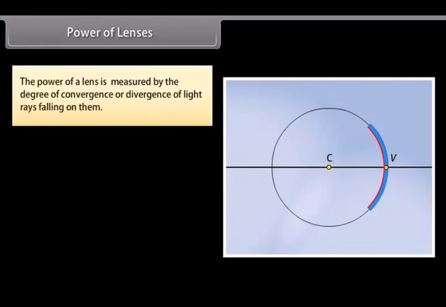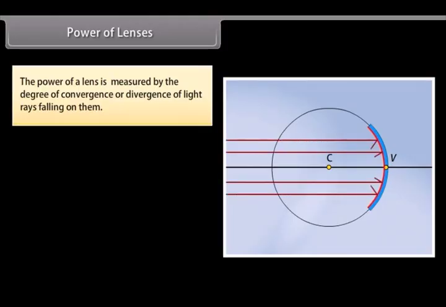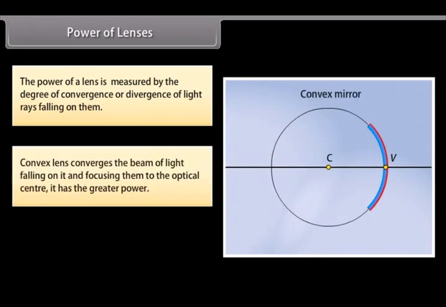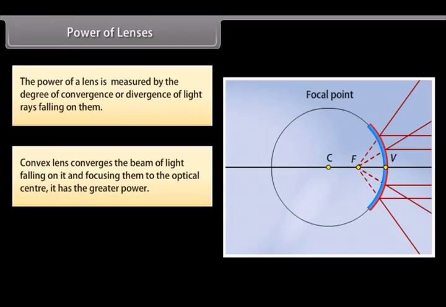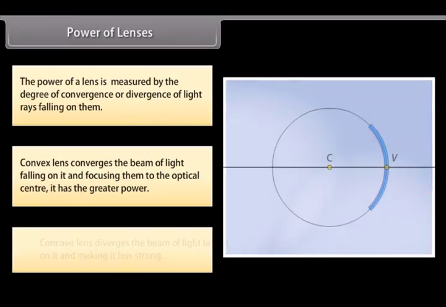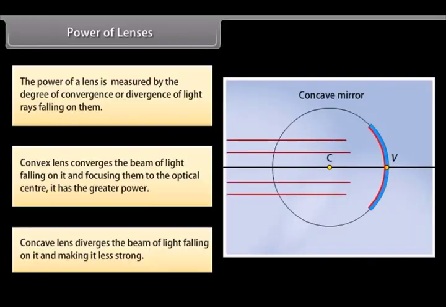Power of lenses. The power of a lens is measured by the degree of convergence or divergence of light rays falling on it. A convex lens converges the beam of light falling on it, focusing it to the optical center. It has the greater power. A concave lens diverges the beam of light falling on it, making it less strong.